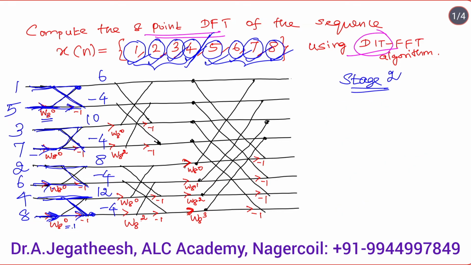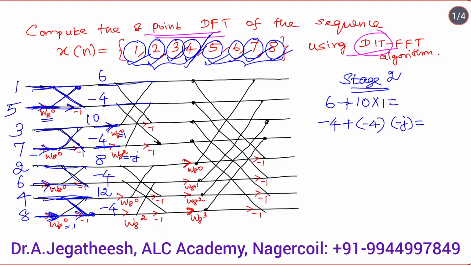Next we can do the stage 2 calculation. Here you have 6. Here you have 10. Multiply with the twiddle factor W8 power 0 equal to 1. So 10 into 1. Here you have minus 4 plus here you have again minus 4. Multiply with the twiddle factor W8 power 2. We already know the W8 power 2 is minus j. So you will have minus j here.